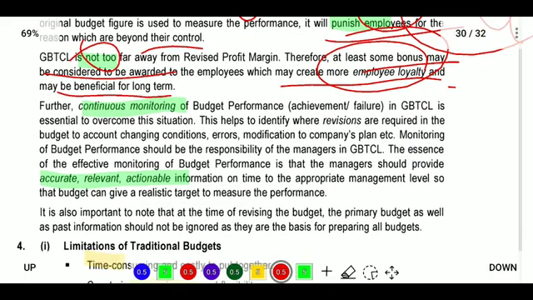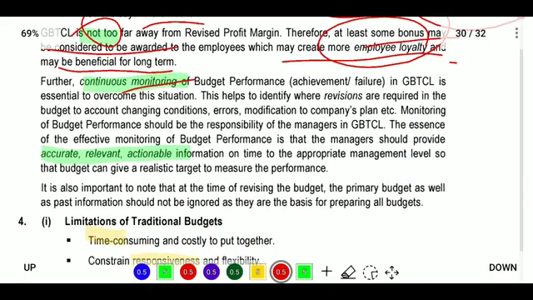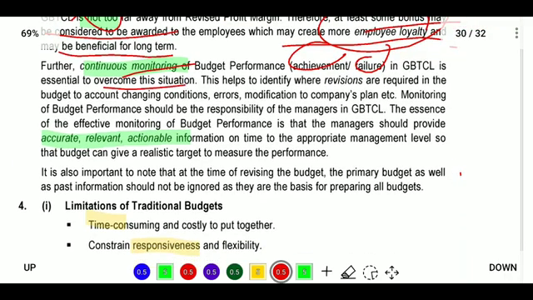Next, continuous monitoring of budget performance, achievement and failure in GBTL is essential to overcome these situations. This will help to identify the company plans, and monitoring budget performance should be the responsibility of the manager in GBTL. The essence of effective monitoring of budget performance is that the managers should provide accurate, relevant and actionable information on time to the appropriate management level, so that the budget can give realistic targets to measure the performance.